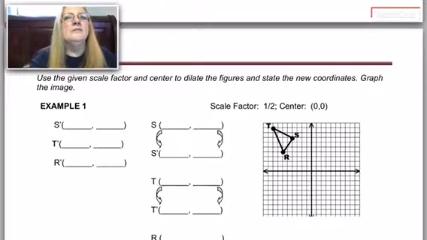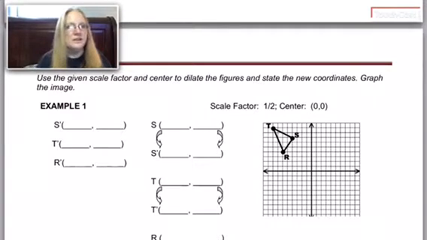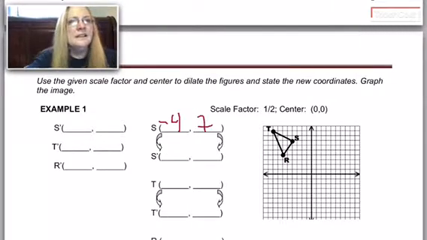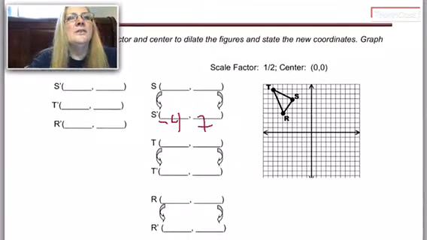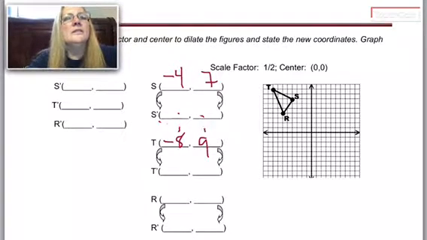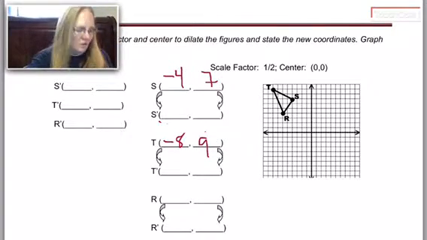Here we go. So the first thing we need to do is look up the coordinates of these points. S is -4, 7. And T is -8, 9. And R is -6, 4.